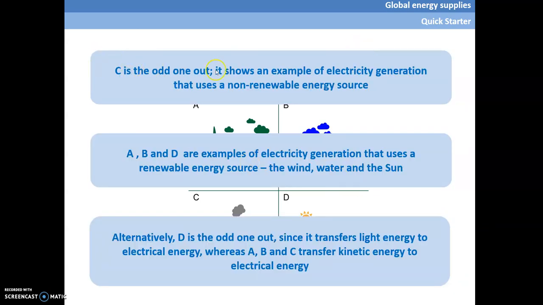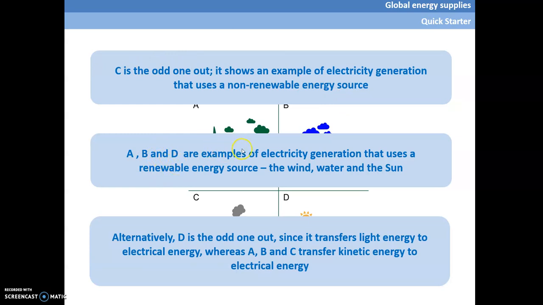C, the obvious answer, C is the odd one out because it's an example of electricity generation that uses a non-renewable energy source. Okay, C, picture of a coal plant or a fossil fuel plant, uses non-renewables. Something that you can only use once, and once it's used up, it's gone forever. A, B and D are examples of electricity generation that uses a renewable energy source. So the other 3 letters, A, B and D, wind, water and sun, they are renewable sources. So both of these answers are good, perfectly valid. That's your odd one out. These are the ones that link together, and the reason why.